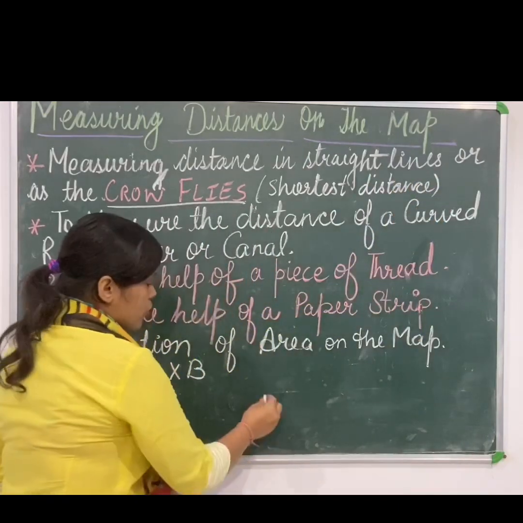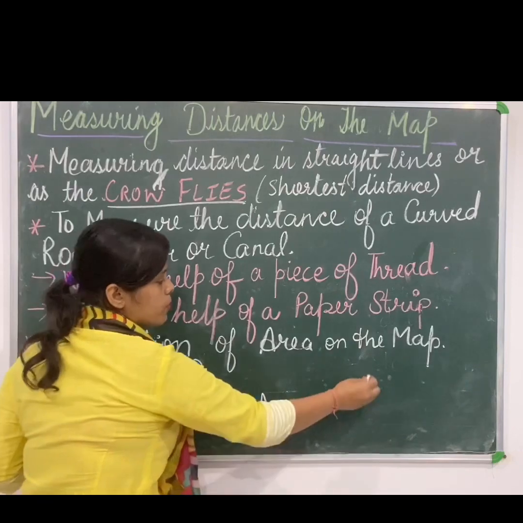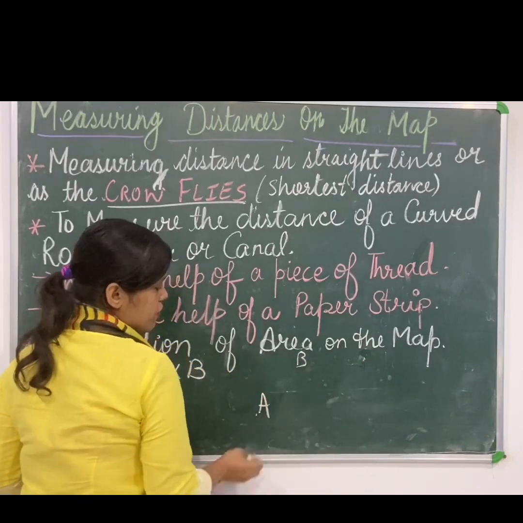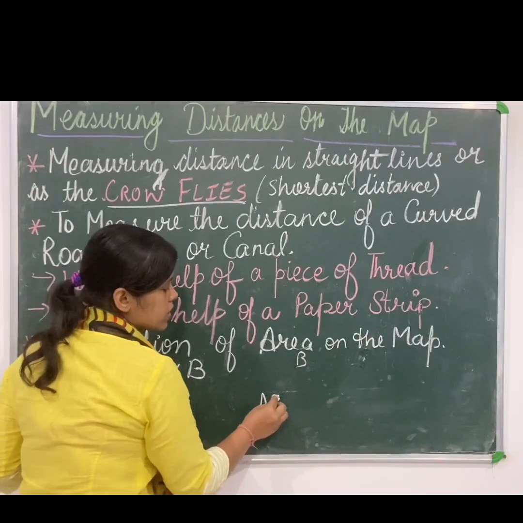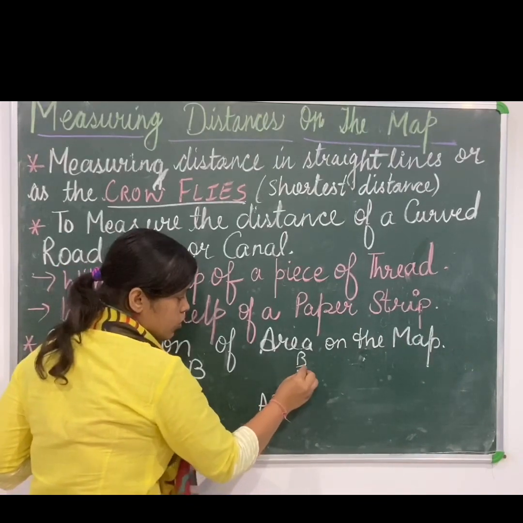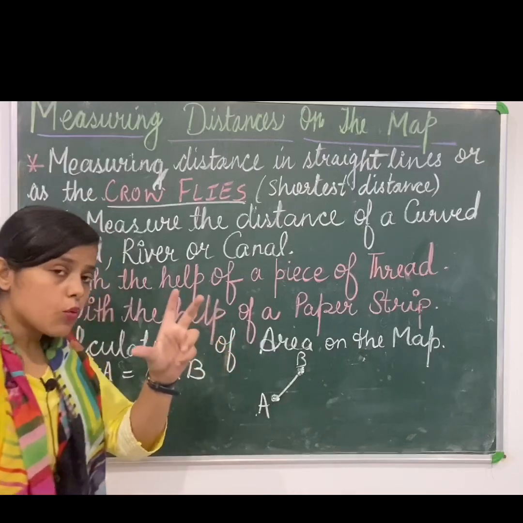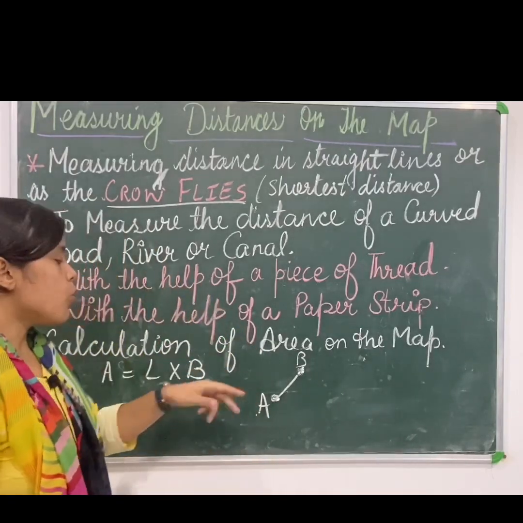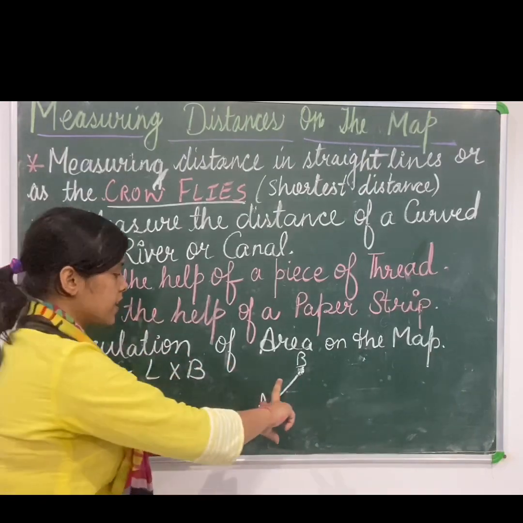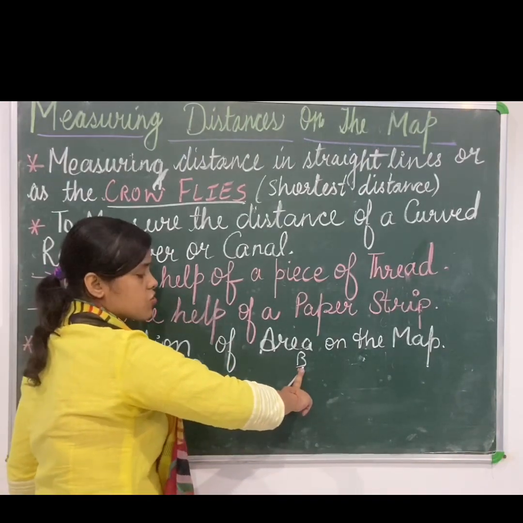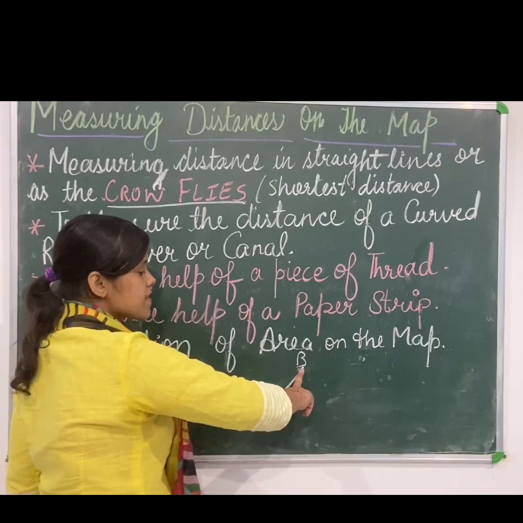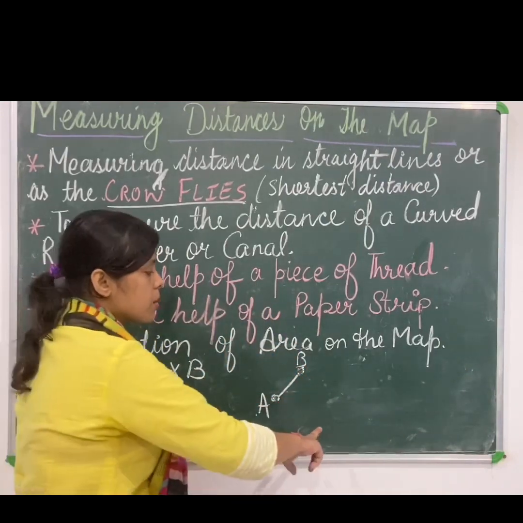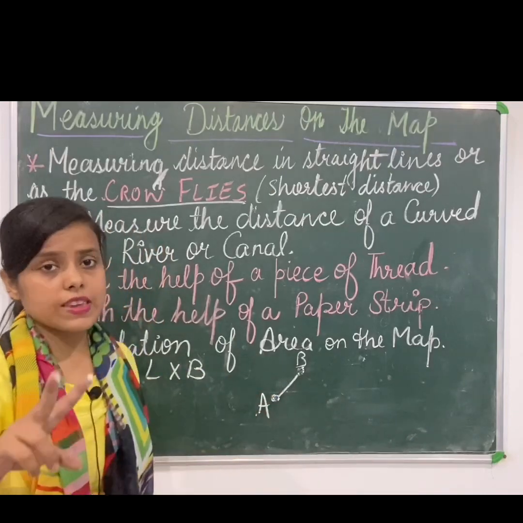That means suppose from place A to place B you have to measure somewhere. So you will mark this and then you will take one divider. In your geometry box you get a divider. Both the points of that divider you will keep at both the ends, the shortest distance, the direct distance, and this divider you will be keeping on your scale.